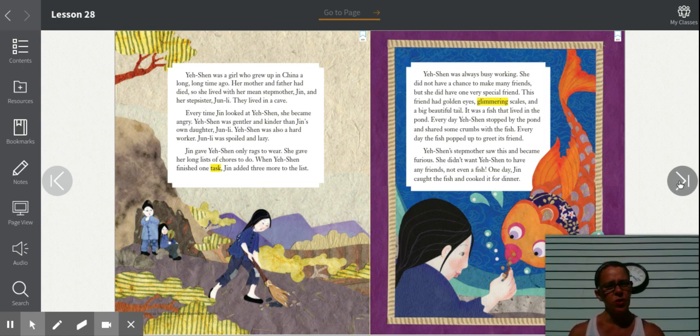So how are the sisters different? So we know that Yeh-Shen is gentle and kind and a hard worker, but her sister is mean and lazy.